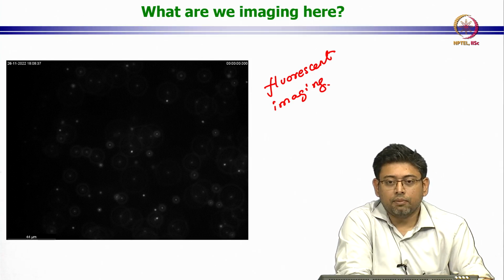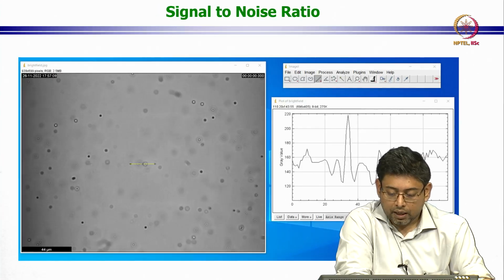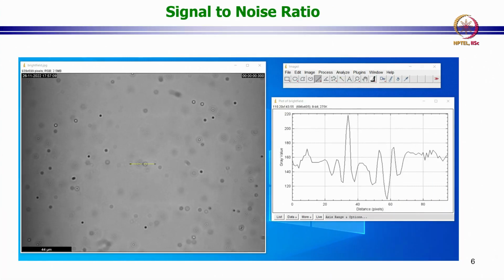Let us analyze some of these images using ImageJ. So, what I have done is I have taken these images and analyzed them using ImageJ software. I opened this image in ImageJ, then I drew this particular line right here, and then I plotted the signal at this location using one of the tools there. So, now you can see this signal, right.